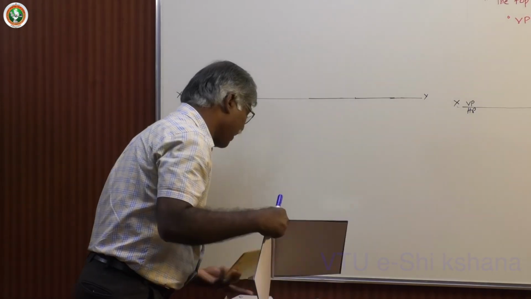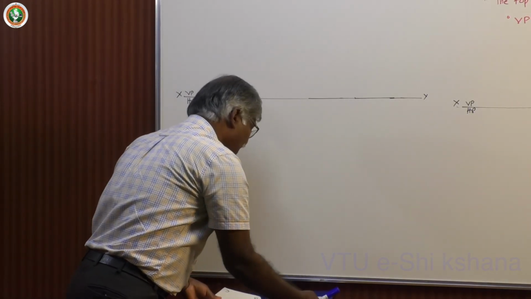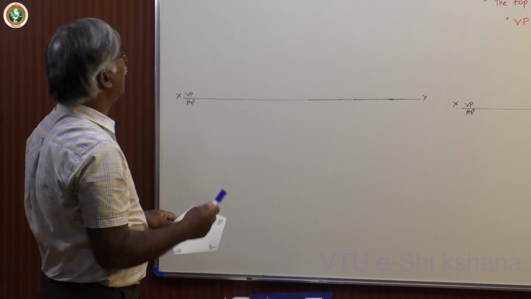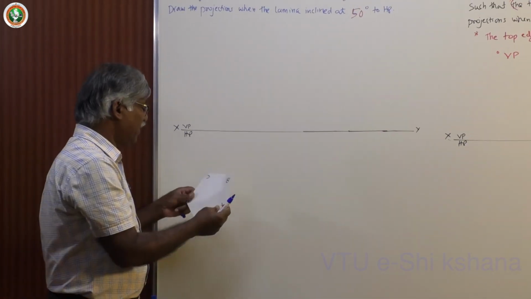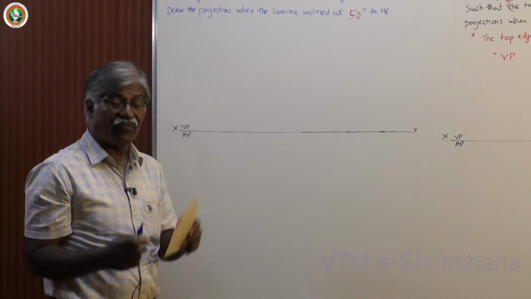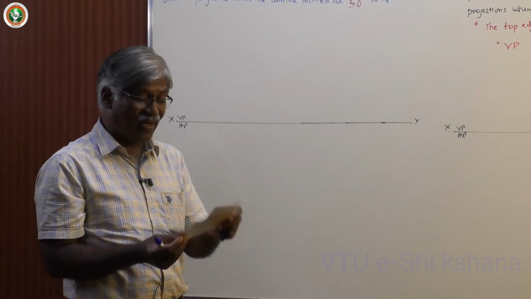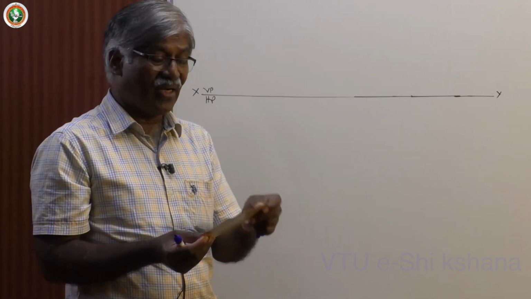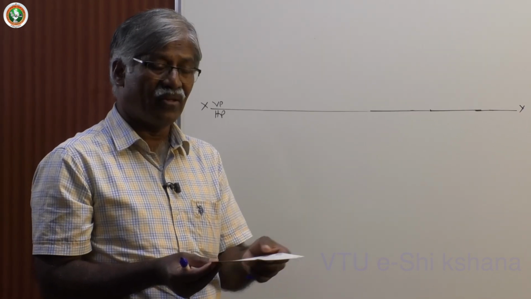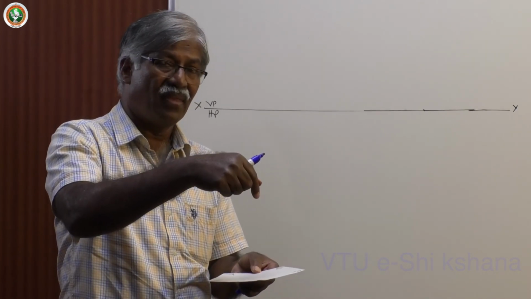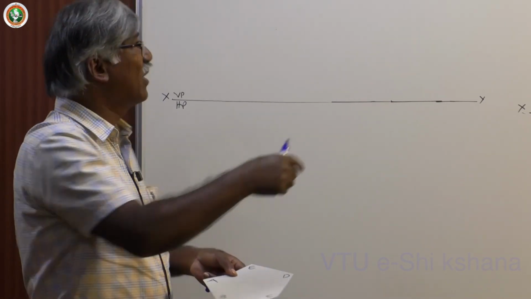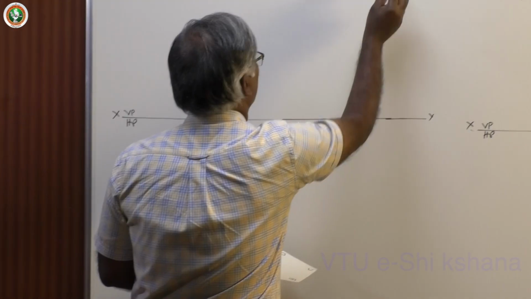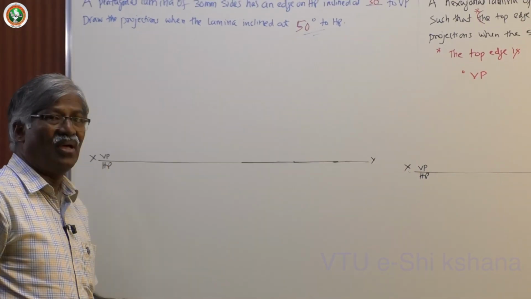So we have already the XY line fixed and the HP and VP, the standard format. Now let me have the edge condition. So from where you have to start? The lamina is inclined to HP, so definitely you must make it parallel to HP. So you get true shape on HP. So this is very important. Start from the top view, okay, because the lamina is inclined to HP, so that is the edge condition with respect to HP.